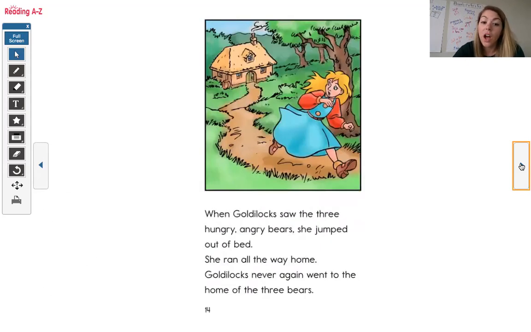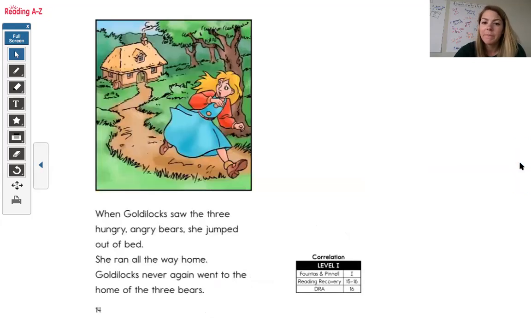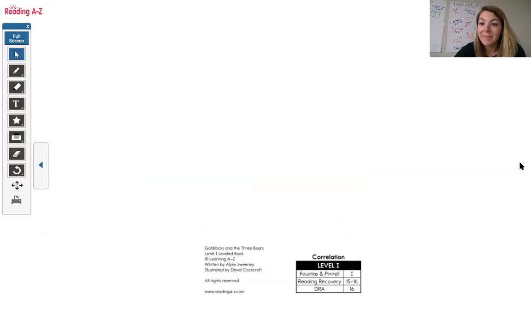When Goldilocks saw the 3 hungry, angry bears, she jumped out of bed. She ran all the way home. Goldilocks never again went to the home of the 3 bears. The end.